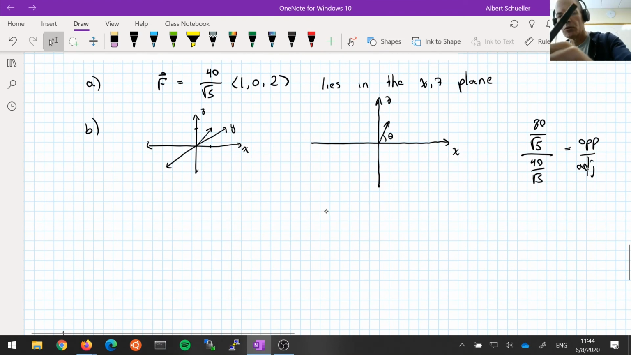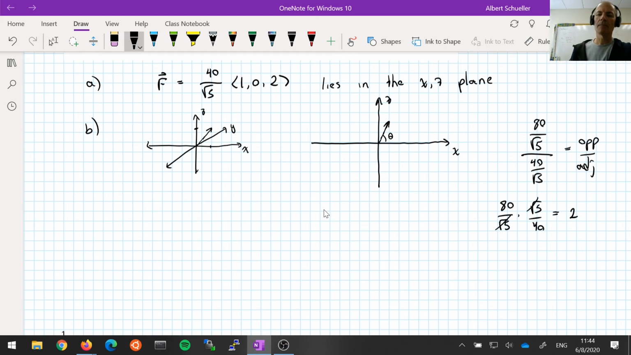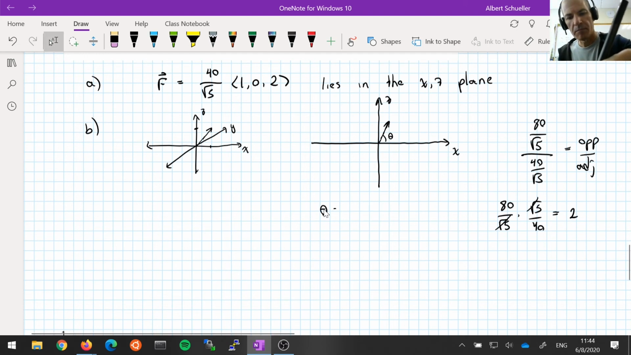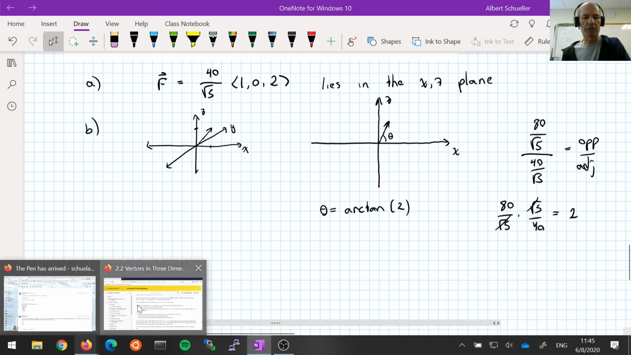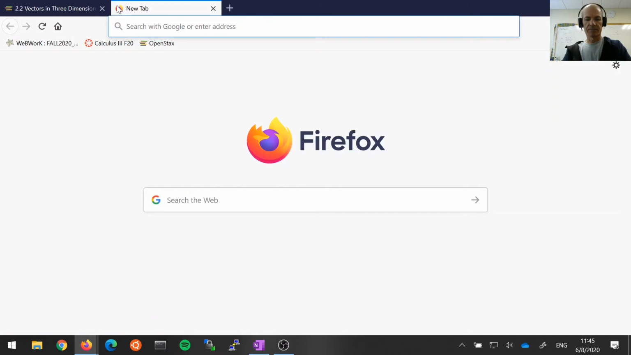We flip and multiply. So this is the same as 80 over root 5 times root 5 over 40, and simplify to get 2. So theta is the arctan of 2. If we want to get a little bit more intuitive understanding of what the arctan of 2 looks like, we can just quickly jump over to Google and ask Google.